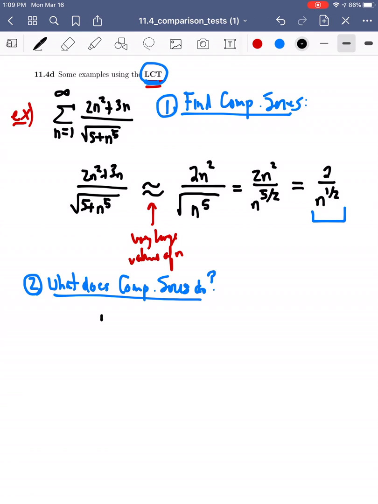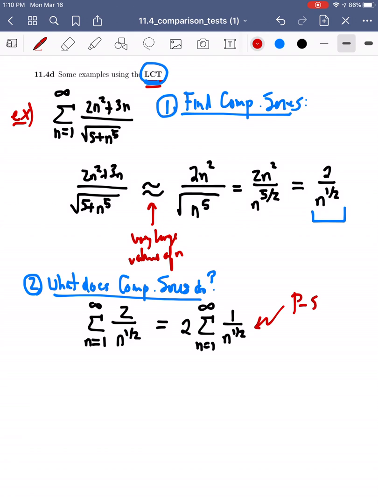In this case, if we look at it from n equals 1 to infinity, the series we have is 2 over n to the 1/2, which, if we want, we could pull that 2 out in front of that series. So we just have the series now from n equals 1 to infinity of 1 over n to the 1/2. And you may have guessed it already. This is a p series. P is equal to 1/2. And since p is equal to 1/2, we know that it is less than or equal to 1. So this series is divergent.